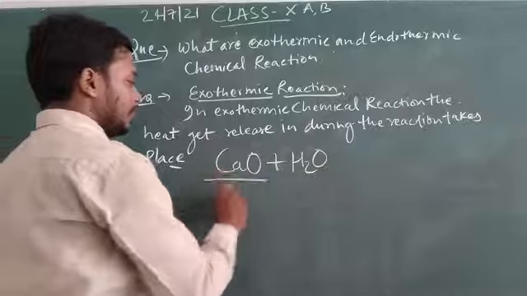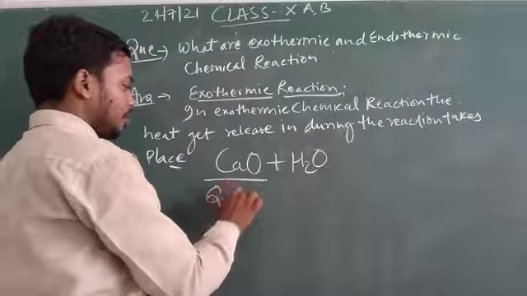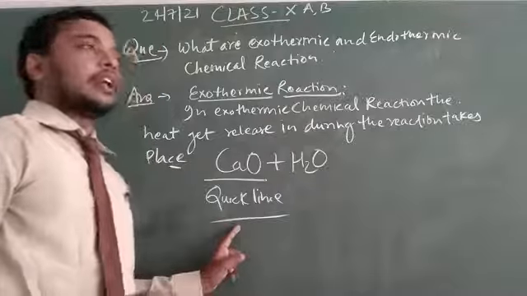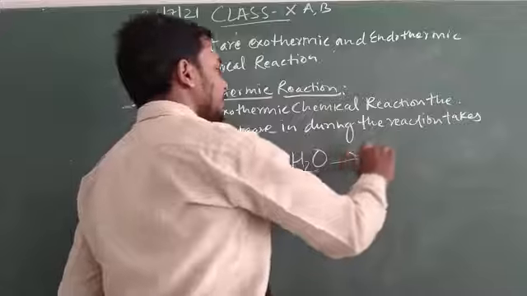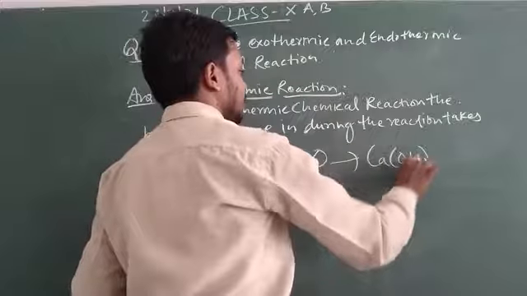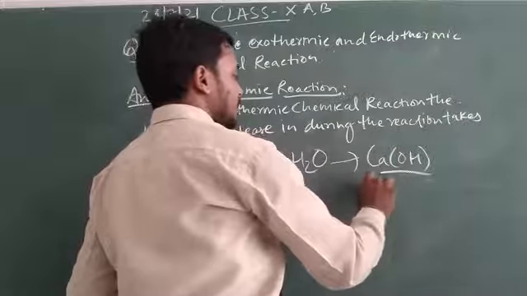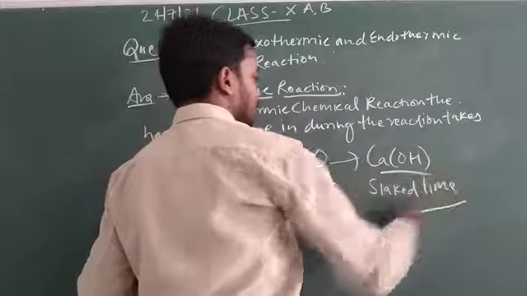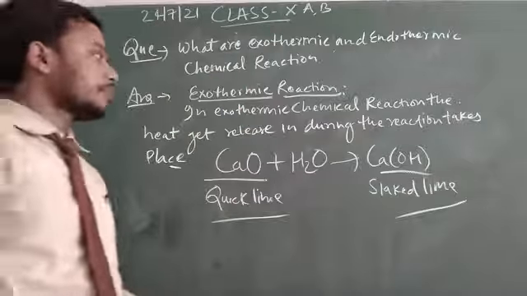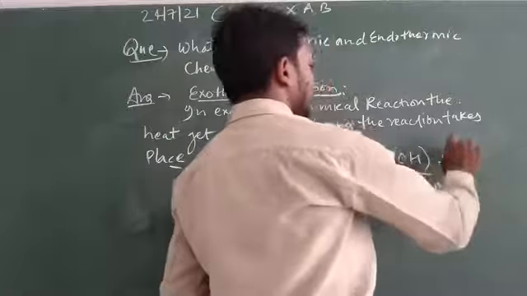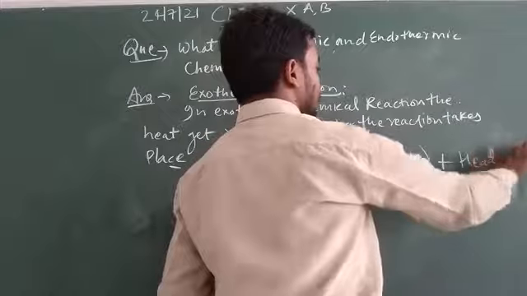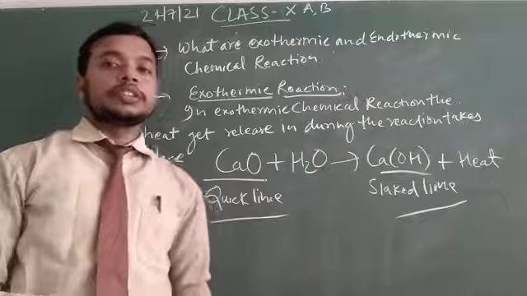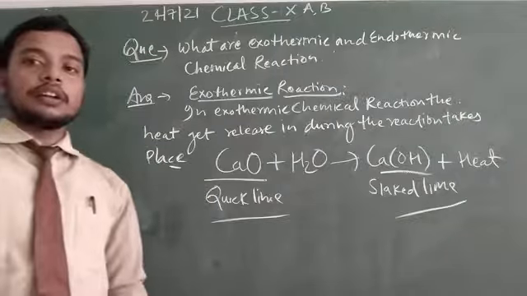calcium oxide, commonly called quicklime, forms calcium hydroxide, commonly called slaked lime. So here, there is a release of heat. So these are exothermic chemical reactions.